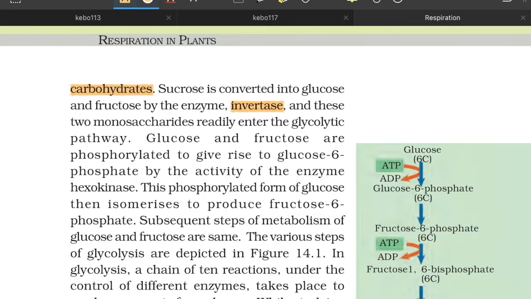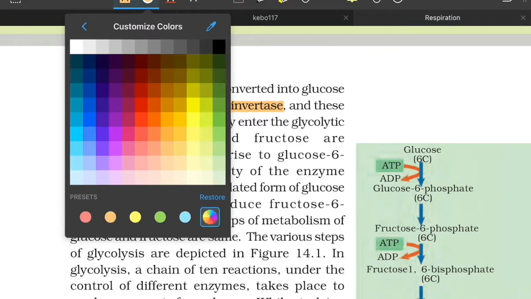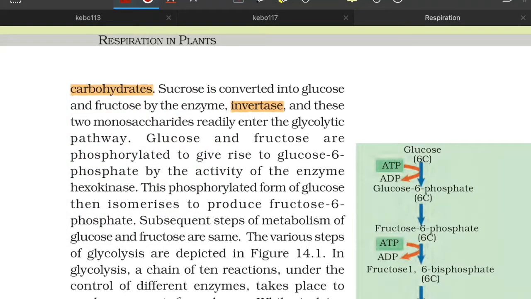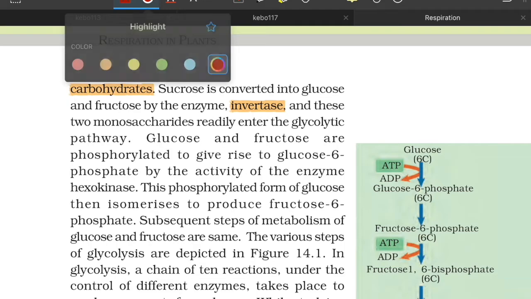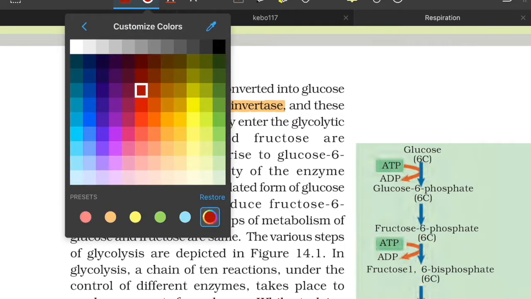Glucose and fructose are phosphorylated to give glucose 6-phosphate by the activity of the enzyme hexokinase. These enzyme names are very important. I'll write the enzyme names in red color. Hexokinase. Okay, this is too dark.